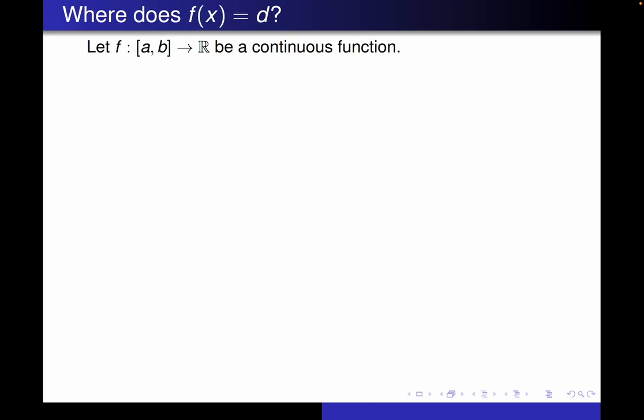All right, so let's start with what we were assuming. We have our function f, whose domain is a closed interval, and it's a continuous function. And for now, we're going to assume that f of a is less than f of b. The proof is very similar when f of b is less than f of a. And we're going to assume that d is some number in between f of a and f of b. So that means d is bigger than f of a and smaller than f of b.